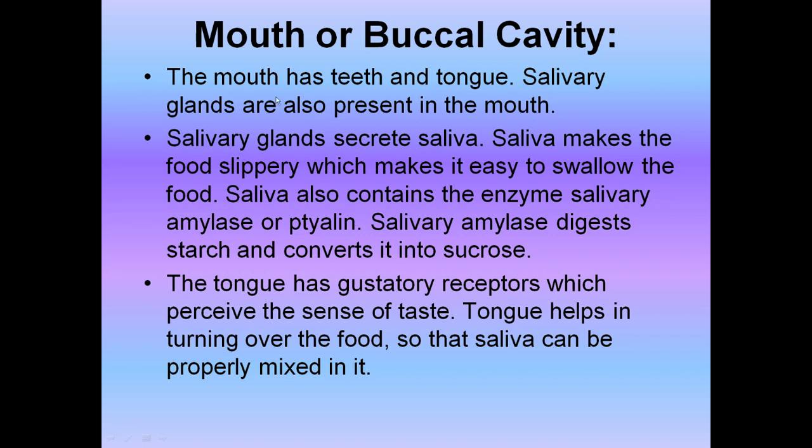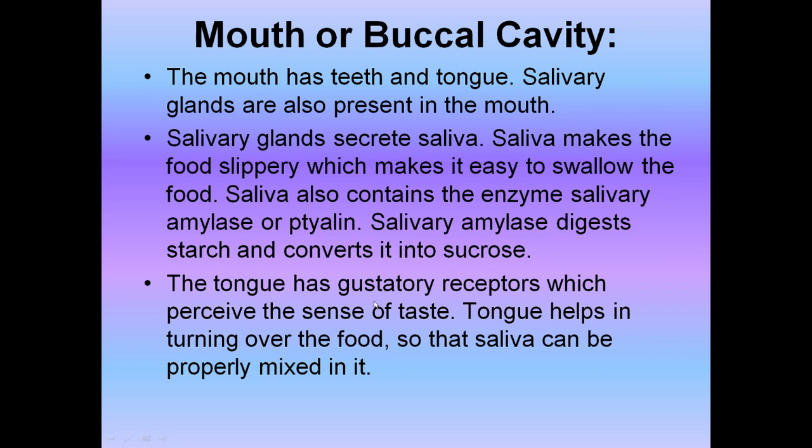I'm recapitulating. The mouth has teeth, tongue, and along with this we have an associated gland, that is the salivary gland. The salivary gland secretes saliva. Saliva makes the food softer so that it can be easily swallowed by the human. Saliva contains an enzyme referred to as salivary amylase or ptyalin. Salivary amylase digests the starch and converts it into a simpler molecule referred to as sucrose.